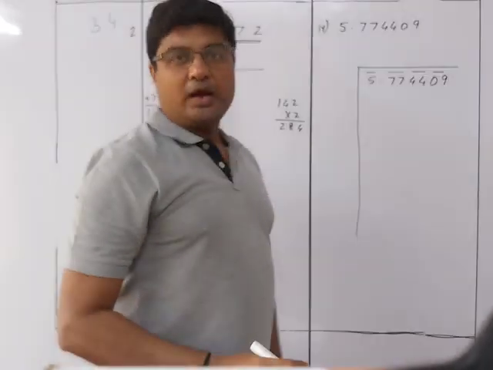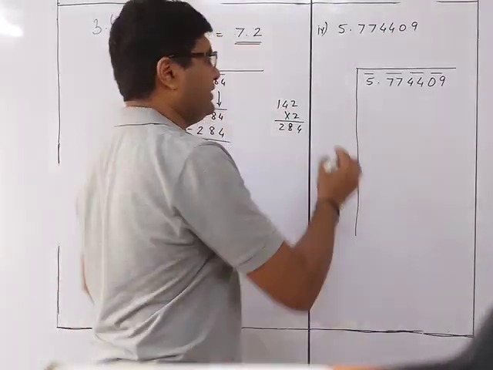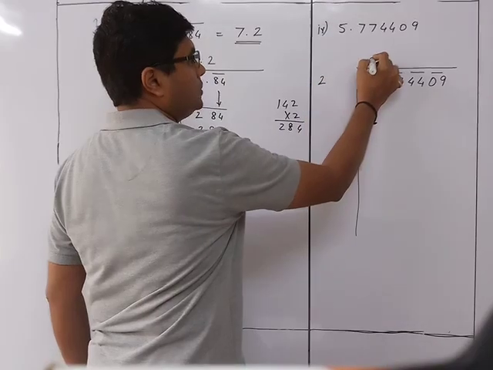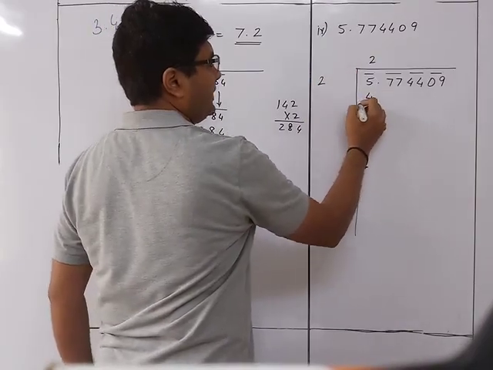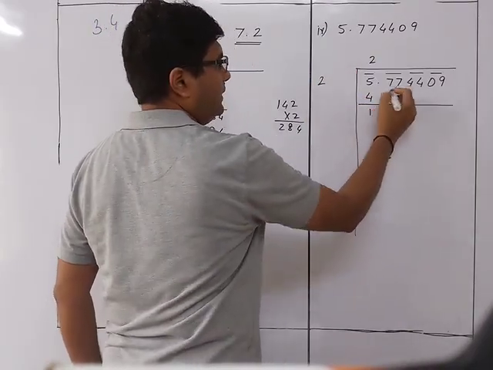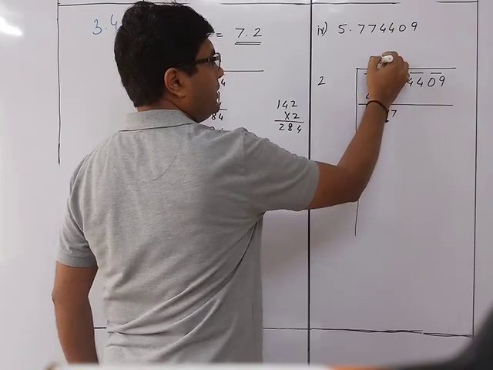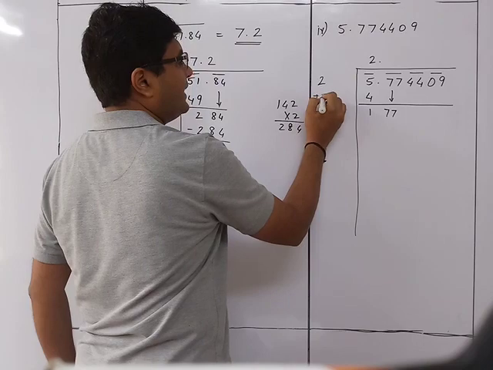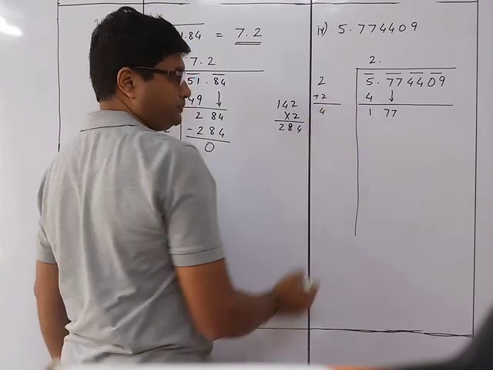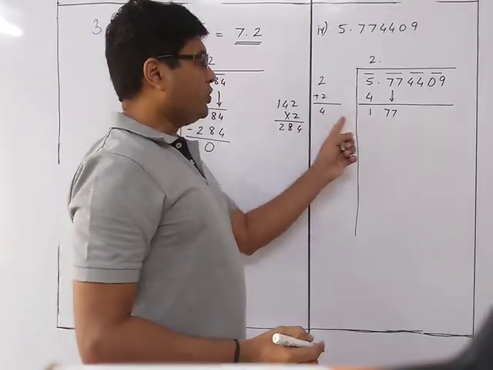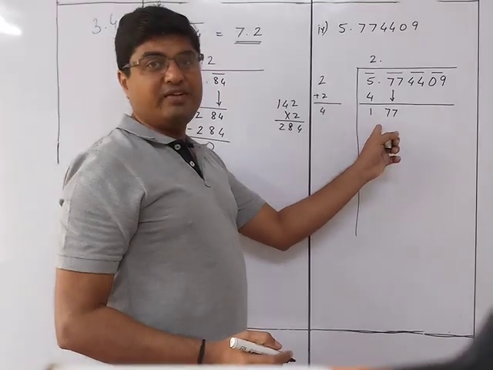5. The nearest square number to 5 is 4. That's why we take it as 2. 2 2s are 4. We get the remainder as 1. You put this down, so it is 77. Because of the decimal point, you put a decimal point here. Plus 2, this becomes 4. This is 4. The first two numbers over here is 17.